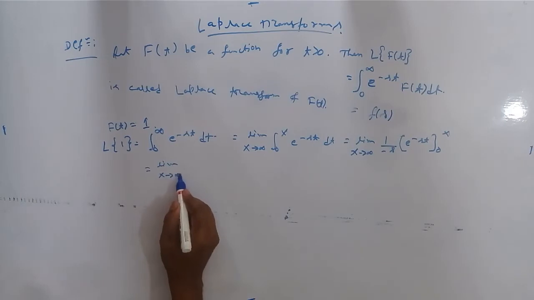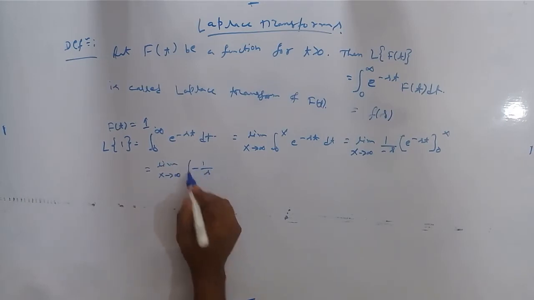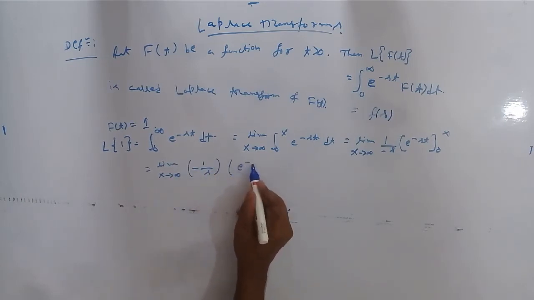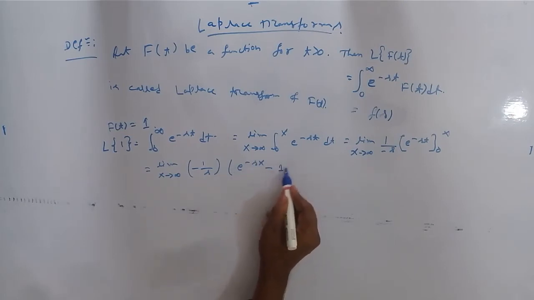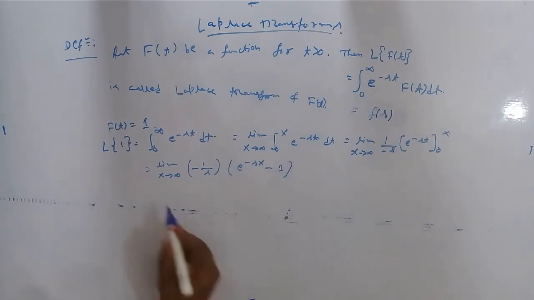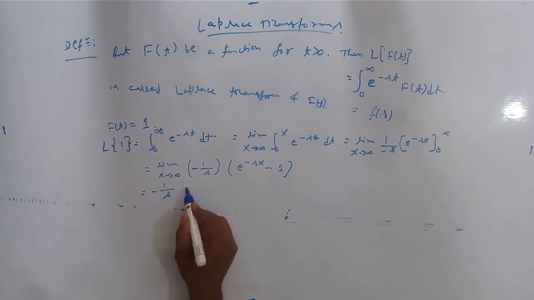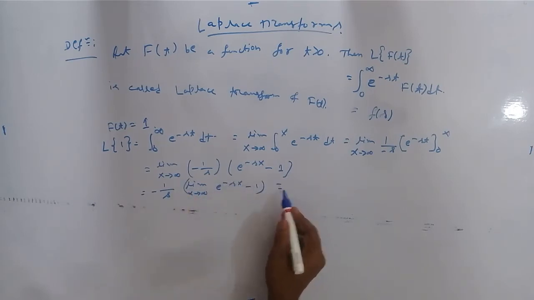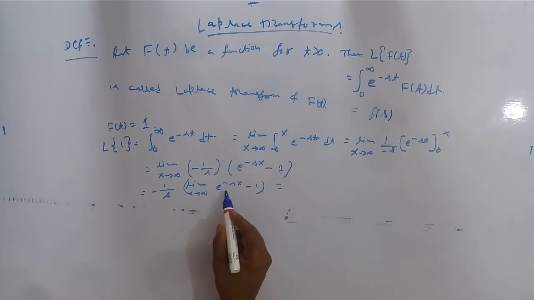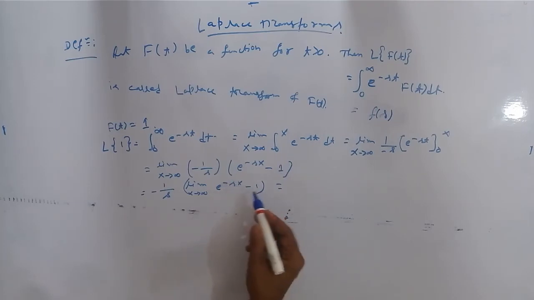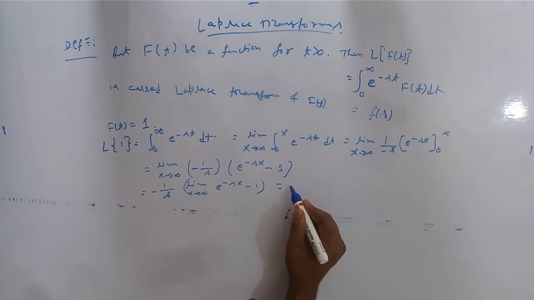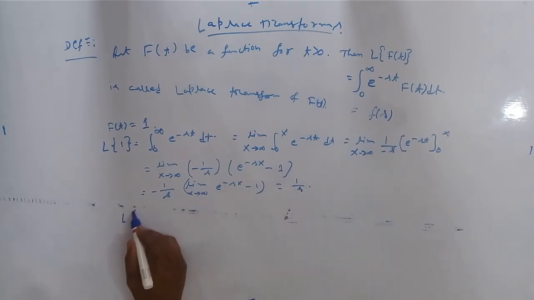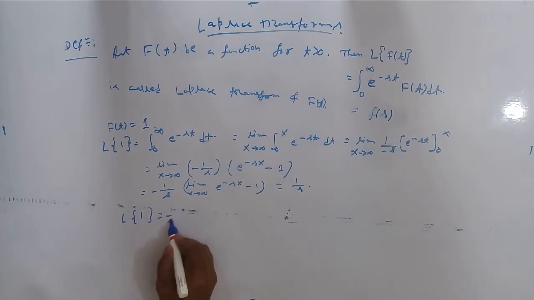That is, the limit as x tends to infinity of minus 1 by s times e to the power minus sx minus, after putting t equal to 0, 1. So minus 1 by s times the limit of e to the power minus sx minus 1, and since x is tending to infinity, e to the power minus sx tends to 0, so minus 1 by s into minus 1 will be 1 by s. So L of 1, that is the Laplace transform of 1, is 1 by s.